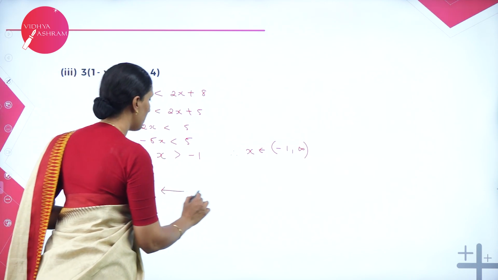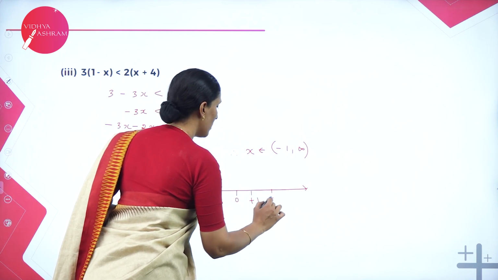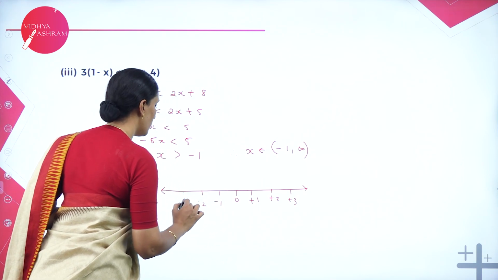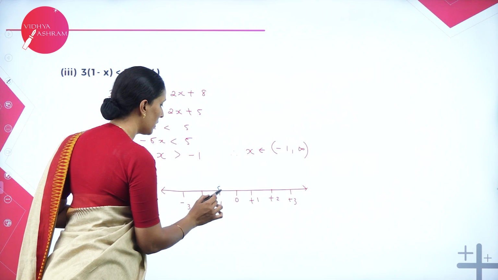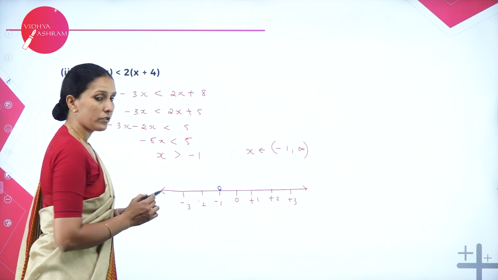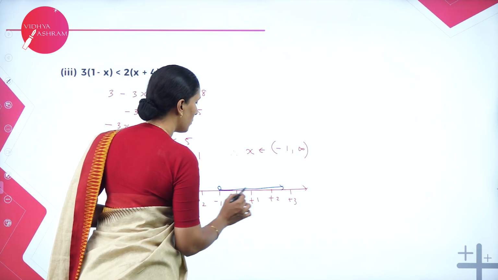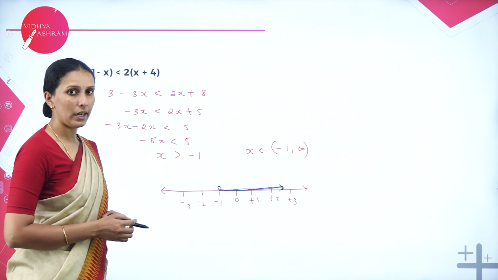Now let us draw the number line. So 0, plus 1, plus 2, plus 3, minus 1, minus 2, minus 3. Now x is greater than minus 1 means the number which comes after minus 1. So greater than means it moves to this side. So this is the solution on the number line.